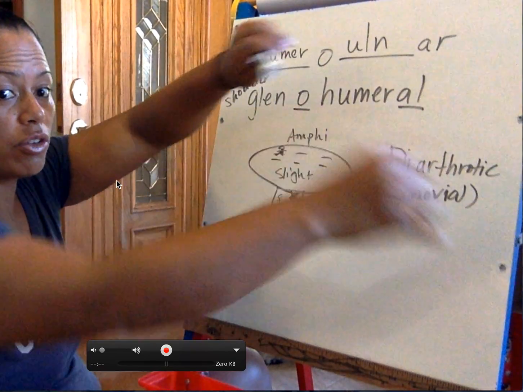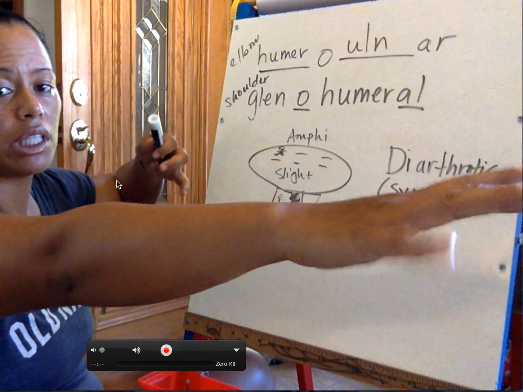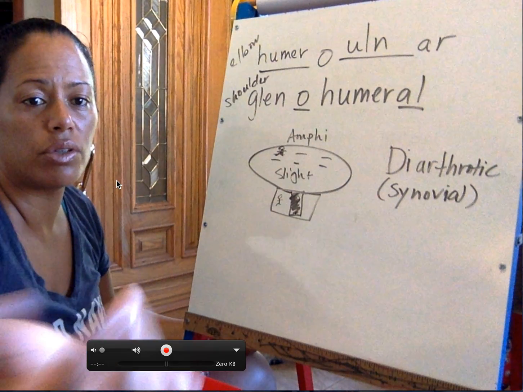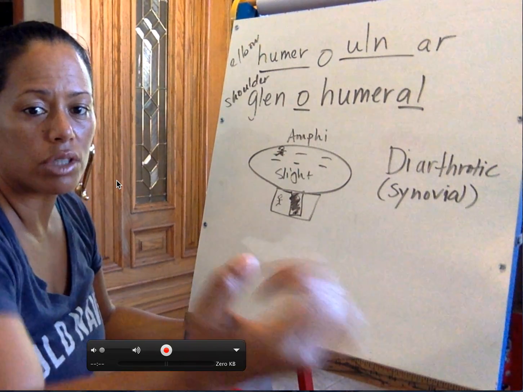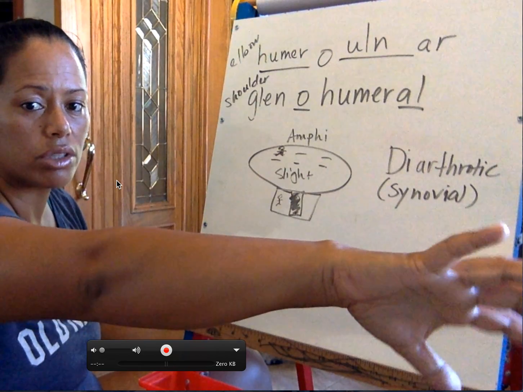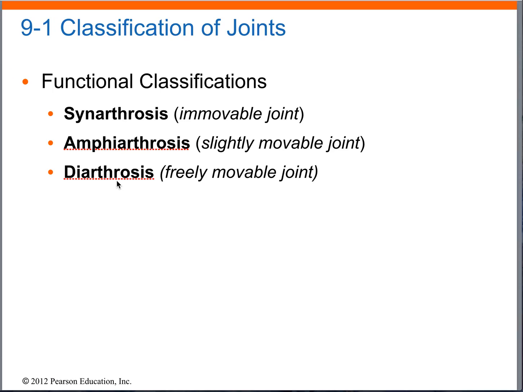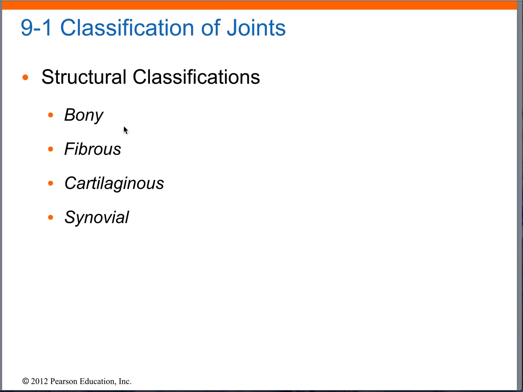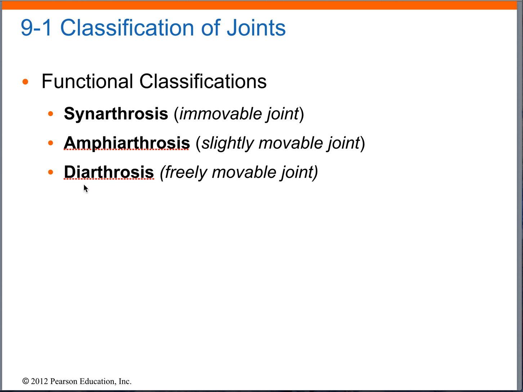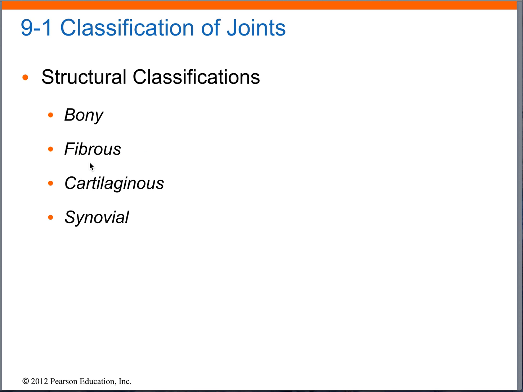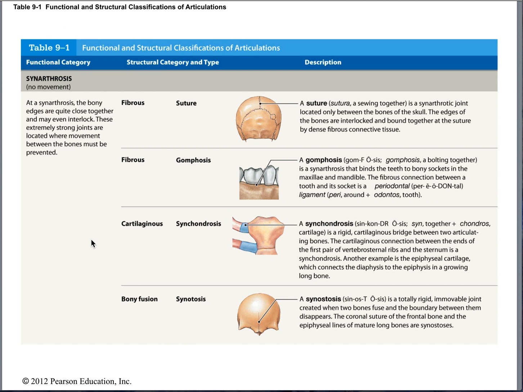I can freely move these joints. So what are these joints? These are diarthrotic joints. They have synovial fluid. Synovial fluid reduces friction. So synovial fluid containing joints are also called synovial joints. Here we go. Bony classifications are structural. We're not going to worry about these too much for my class, except I did mention synovial were synonymous or a part of diarthrotic joints because they help to lubricate by containing synovial fluid.